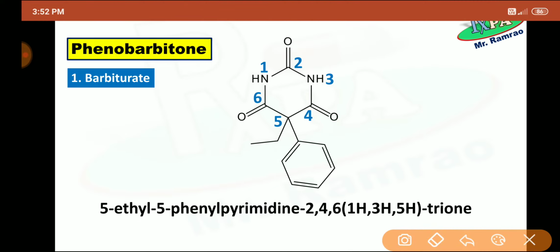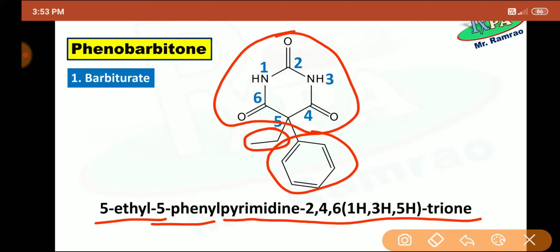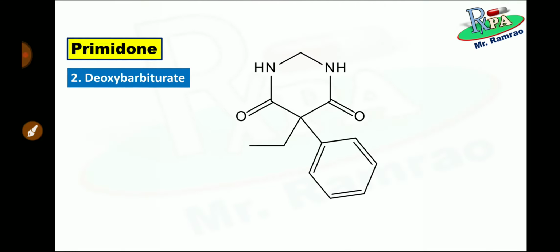Now we'll see how the IUPAC name is given. 5-ethyl, this ethyl group is present on the fifth position. Then 5-phenyl for this phenyl ring on the fifth position, and the rest of the name is similar to barbituric acid, because the other part is only the barbituric acid, on which on the fifth position you put one ethyl and one phenyl group, and it forms phenobarbitone or phenobarbital. So this is the IUPAC name of phenobarbitone, an important molecule used in the treatment of epilepsy.